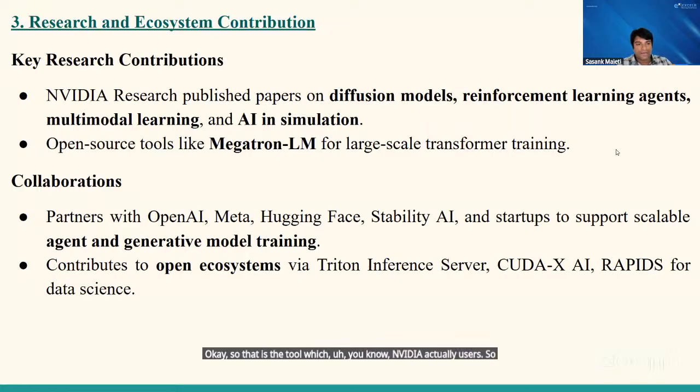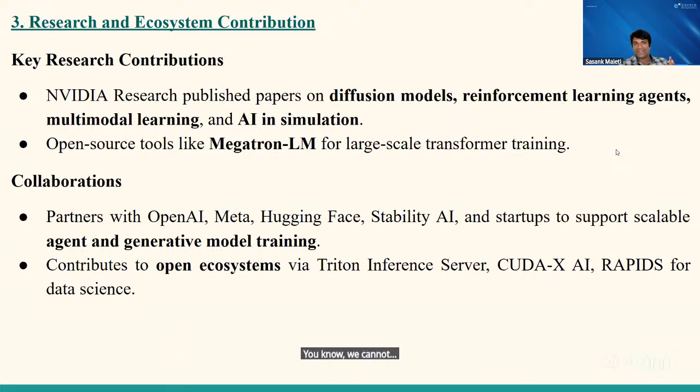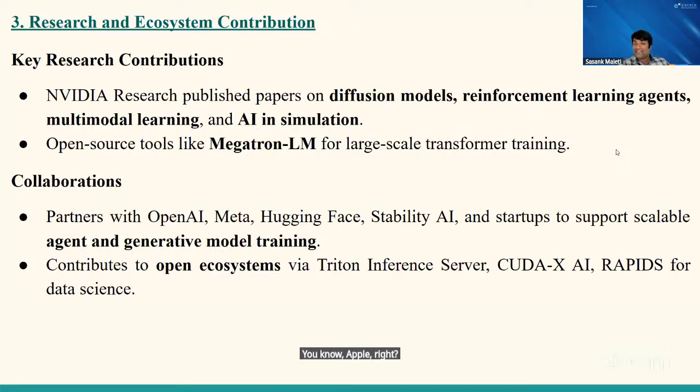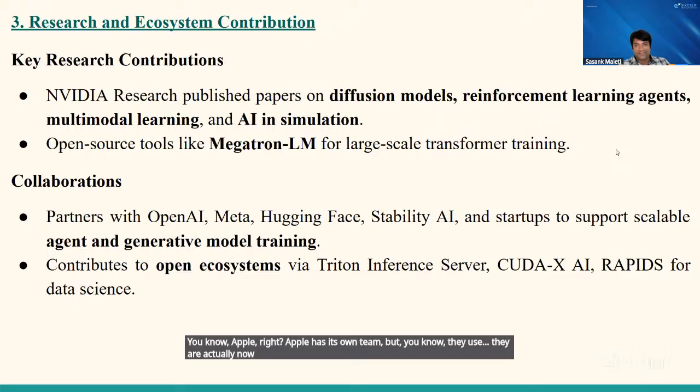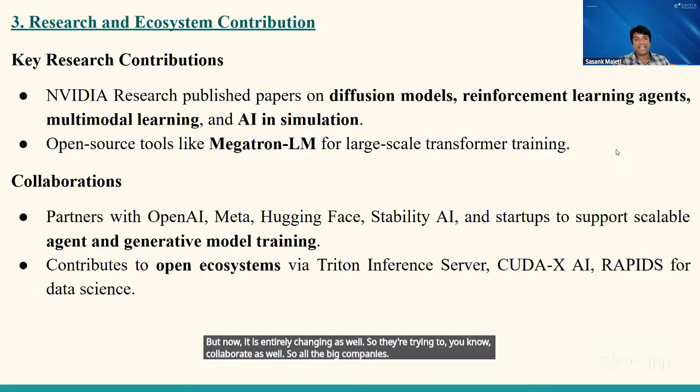So next is the collaboration. Again, we cannot justify the collaborations fully, because each and every company, for example, right from Google, Microsoft, Apple, right? Apple has its own team, but they are now trying to collaborate with Nvidia as well, because they know the power of Nvidia. Apple has its own ecosystem, but now it is entirely changing as well. So all the big companies in the world actually have collaborations.